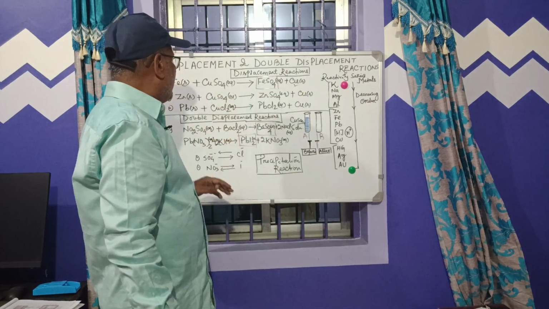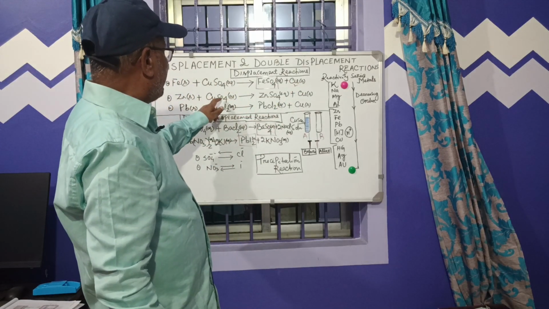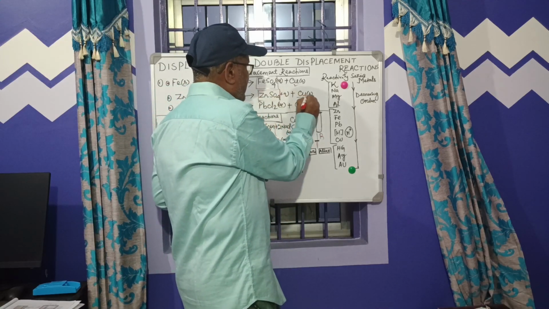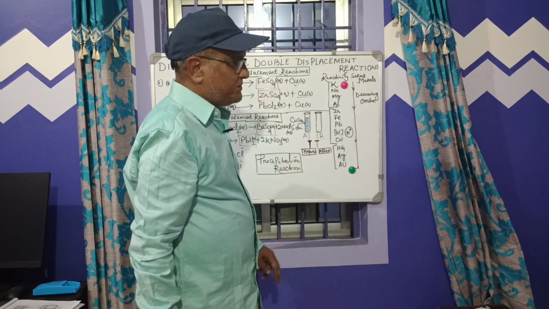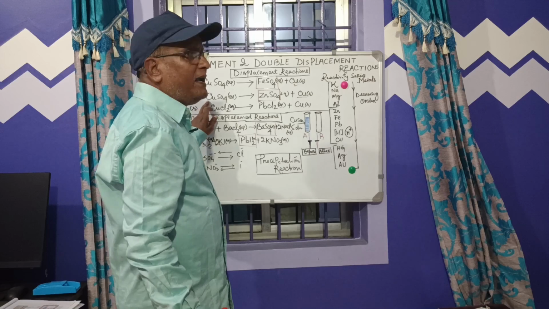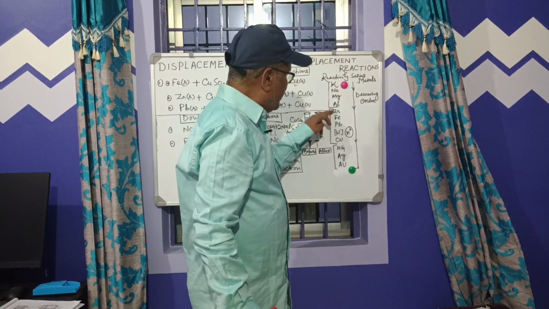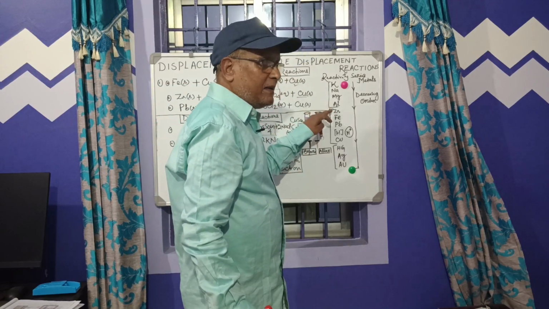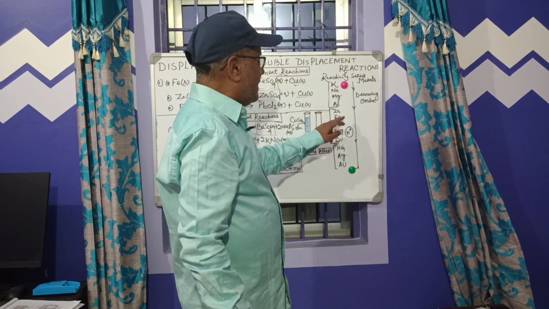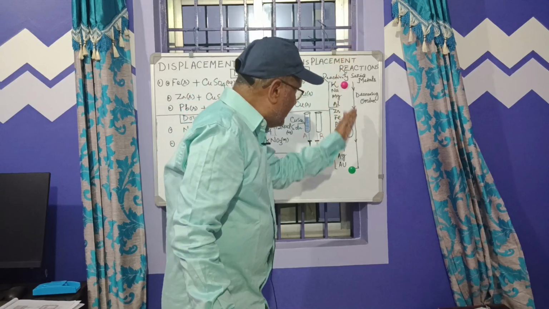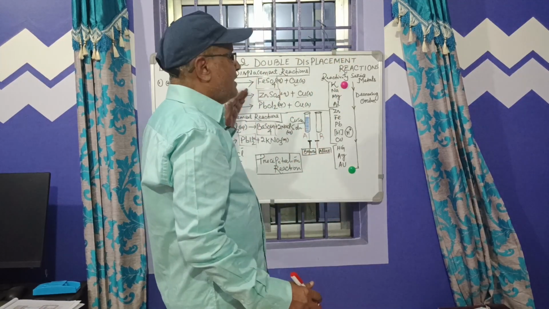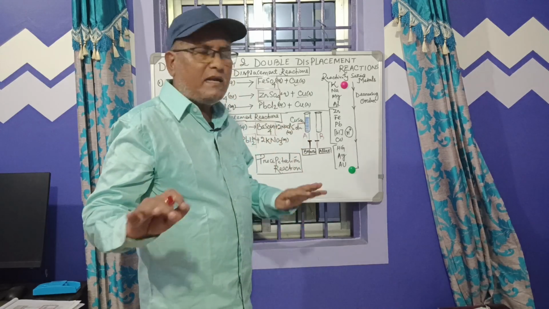Similarly, another example we have taken is zinc plus copper sulfate. The products are zinc sulfate and metal copper. Now let us compare. Zinc displaces copper. Why? You see, zinc is more reactive than copper. Now look at the position. This decreasing order of reactivity will be helpful to understand the concept of displacement reaction.